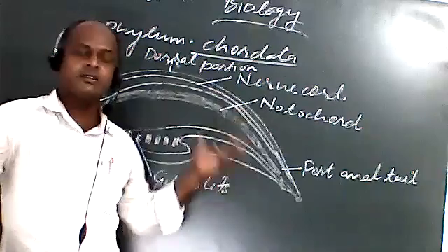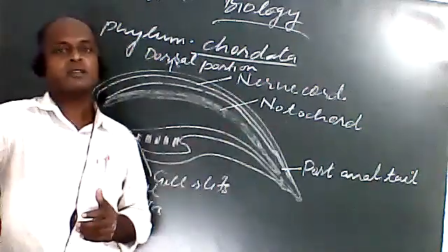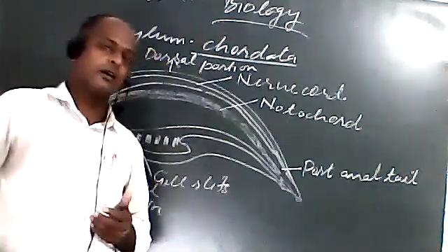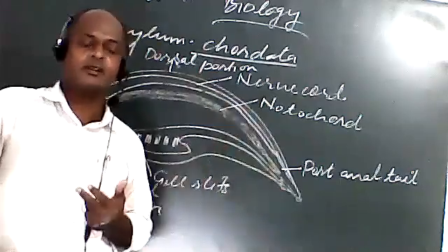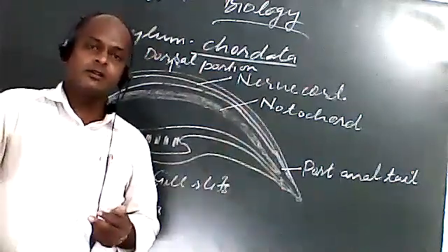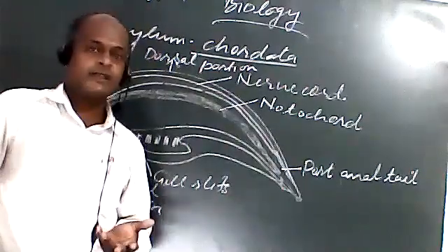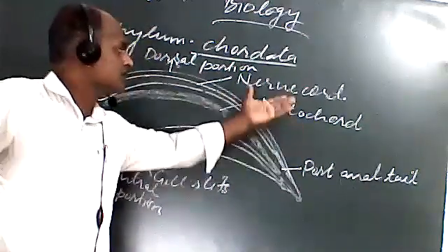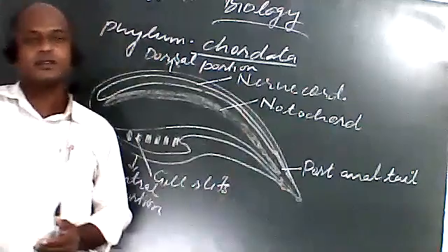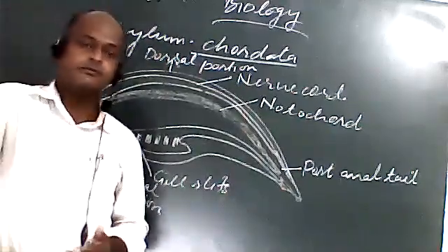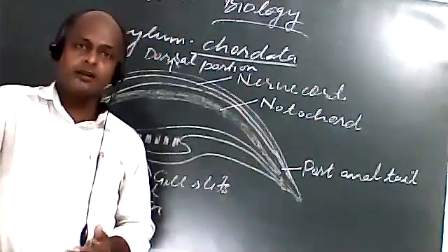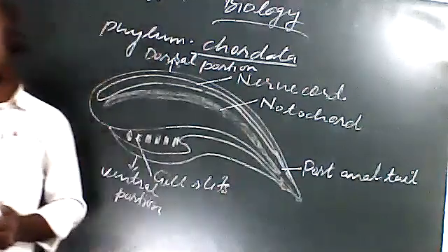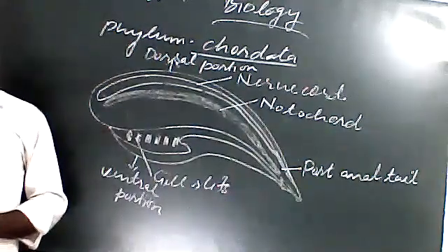So these are the characteristics on the basis of which we say whether organisms are chordates or non-chordates. If these special characteristics are present in the body of an organism, then it is considered a chordate. Whereas if all these structures, nerve cord, notochord, post-anal tail and gill slits, are absent, then they are called non-chordates. Now we have to discuss the characteristic features of all these structures.